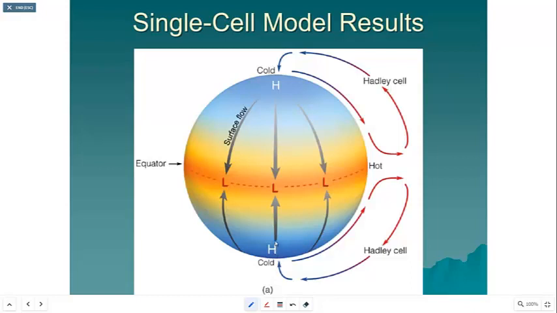And the air would be diverging away from the high pressure center. So that's all you would have: low pressure at the equator, high pressure at the polar regions, and this thermal circulation cell, the Hadley cell, stuck in between. So pretty simplistic.